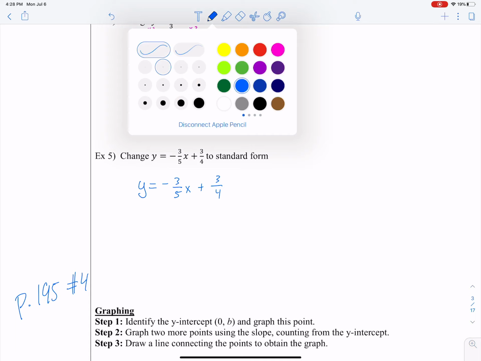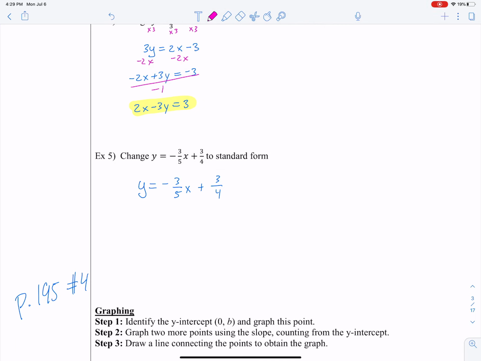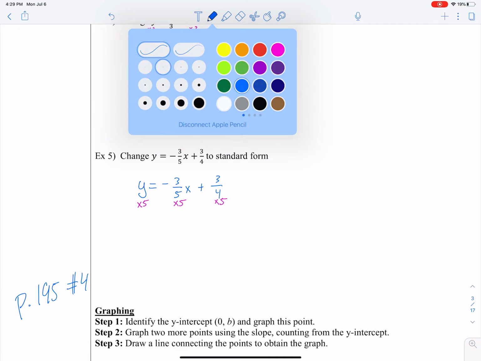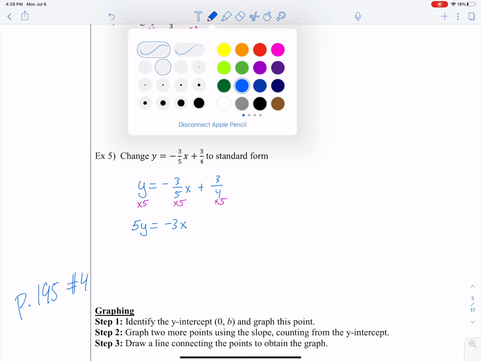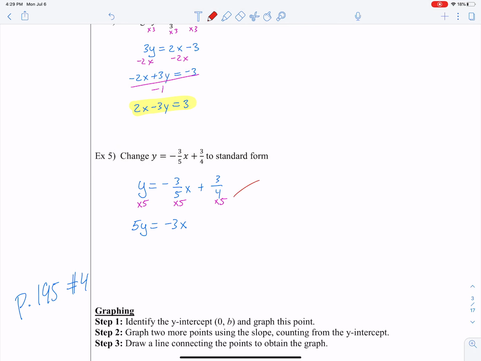So first I'm going to multiply everything by the first one, which is 5. So let's get the result of that. Here we have 5 and y, so we just end up with 5y. This next one, this 5 and this 5 cancel out, so we end up with minus 3x. Now this last little bit is a little trickier, so I'm going to write it over here.